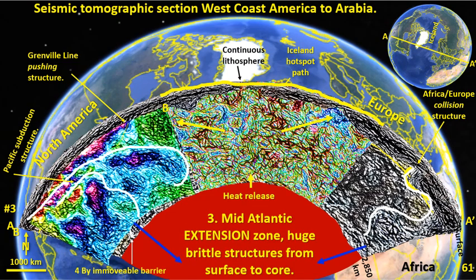We'll now look at the mid-Atlantic ridge. The pressurized outer core material will exploit the weakest areas of Earth, and one of these, at the moment, is the mid-Atlantic ridge extension zone. Strong vertical and flat brittle structures can be observed from the core to the surface in the mid-Atlantic ridge.